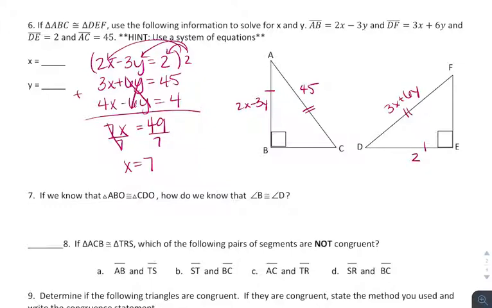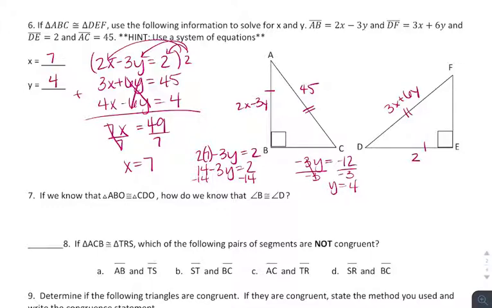The last thing we have to do, I'm just going to go ahead and take that first equation, 2x minus 3y equals 2. I'm going to replace that x with 7. So 14 minus 3y equals 2. So I'm going to subtract 14 from both sides. So negative 3y equals negative 12. Go ahead and divide by negative 3. And y equals 4. So we should get x equals 7 and y equals 4.